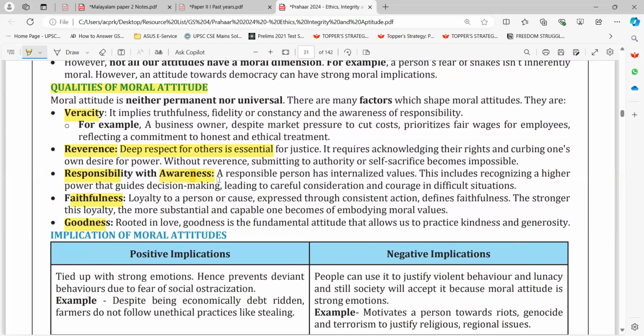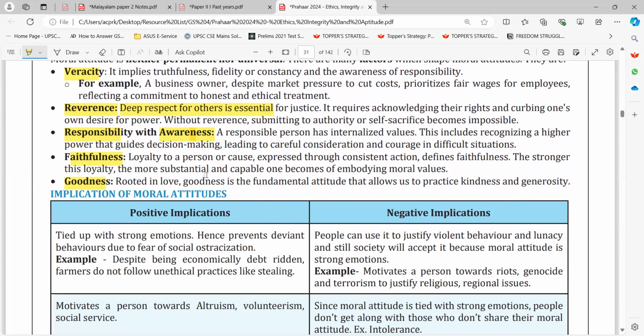Responsibility with awareness. A responsible person has internalized values. This includes recognizing a higher power that guides decision making, leading to careful consideration and courage in difficult situations. Faithfulness. Loyalty to a person or cause expressed through consistent action defines faithfulness. The stronger this loyalty, the more substantial and capable one becomes of embodying moral values. Goodness. Rooted in love, goodness is the fundamental attitude that allows us to practice kindness and generosity.